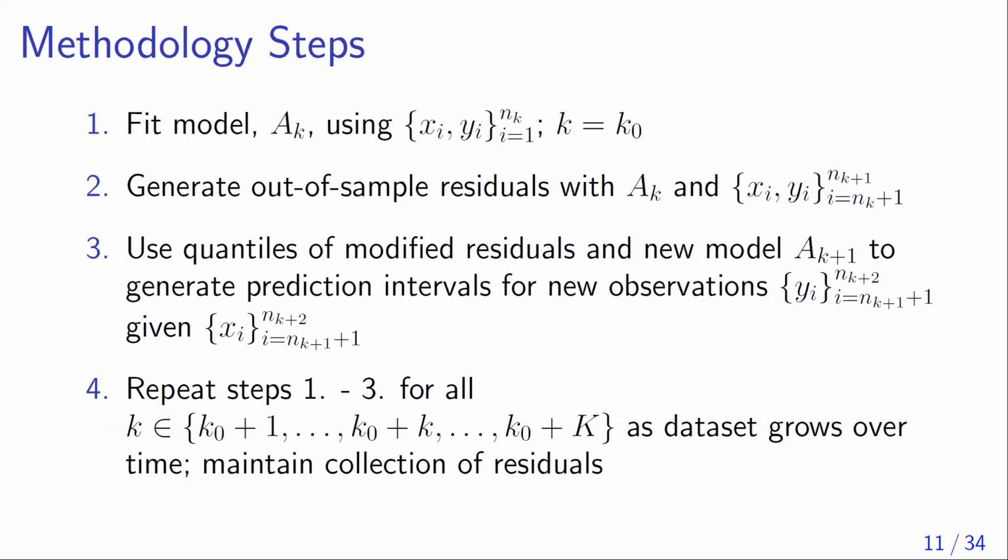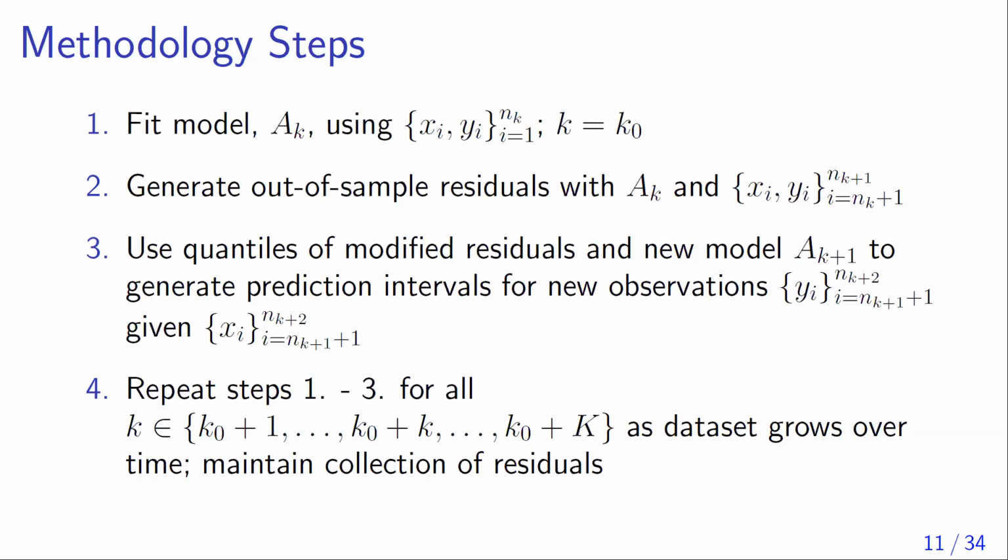So we have an idea of how to build these prediction intervals, but we'll lay out the methodology steps again. First, we fit a model, which we'll call A_K, where A_K is a model fit using all of the information up to and including period K. K starts out as K naught because we want to eliminate any estimability issues that might come later on. So in the sports context, we would start at the 3rd or 4th week of the competition instead of using the information from week 1.